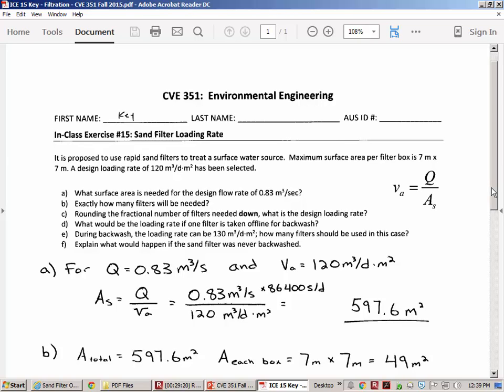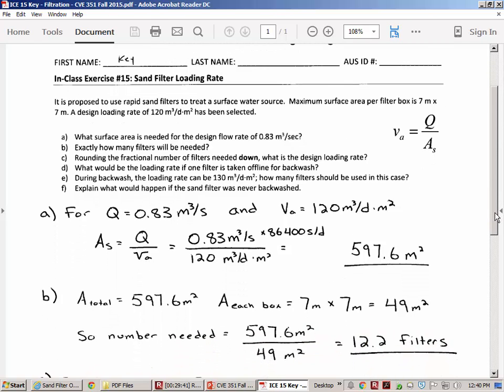So you need in total 597.6 square meters of surface area. That's looking down at the filter from above. So that's the top view, looking at the filter, how big it needs to be total. The filter should be 7 by 7, and so if you divide that by 49, that means that you need to have 12.2 filters. And you can't build 0.2 filters.